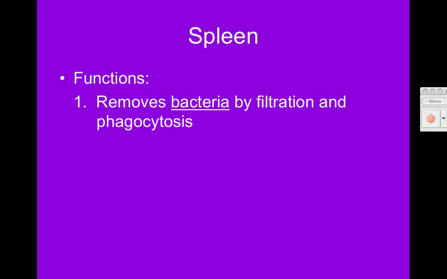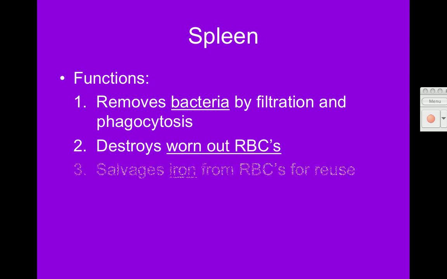It removes bacteria by filtration as well as phagocytosis. It destroys our worn-out red blood cells. And then it salvages the iron from the red blood cells for reuse, so it sends it back to the red bone marrow to use in new ones. And so as it's destroying worn-out blood cells, about 3 million per second, the red bone marrow is releasing 3 million new red blood cells at the same time. And basically that's equivalent to about a drop of blood per second. So 3 million sounds like a lot, but by the same token, it's really not that much because the cells are so small.